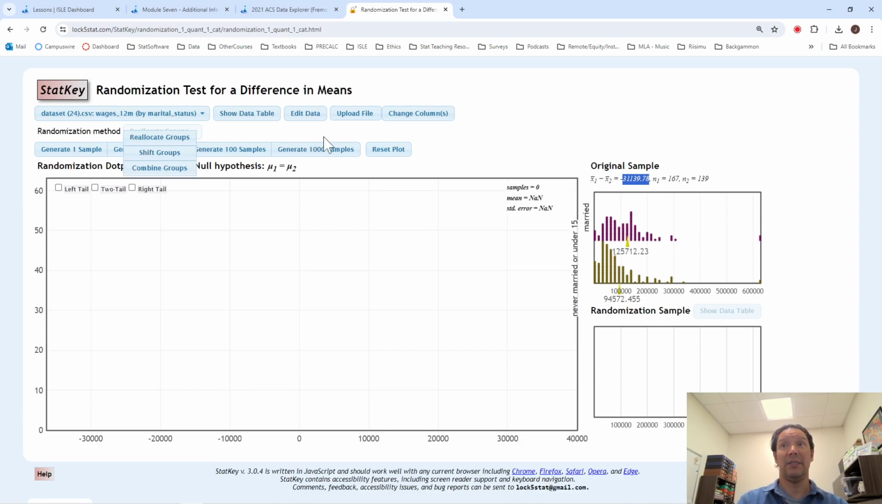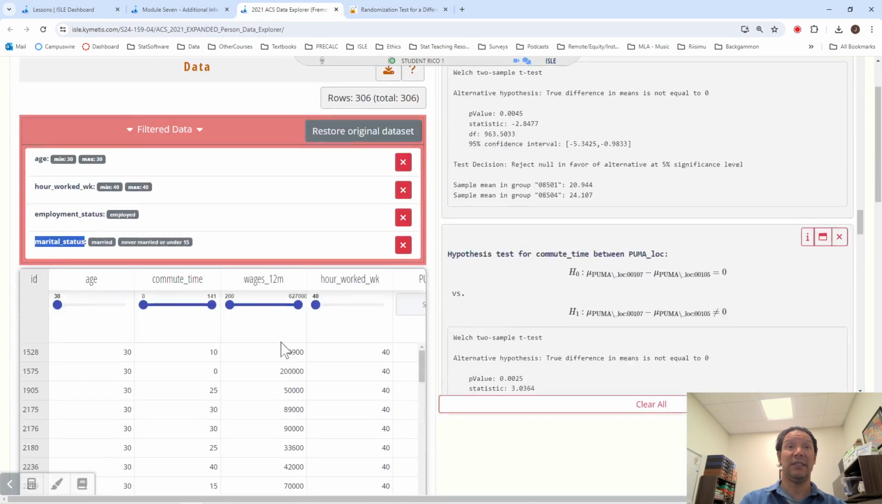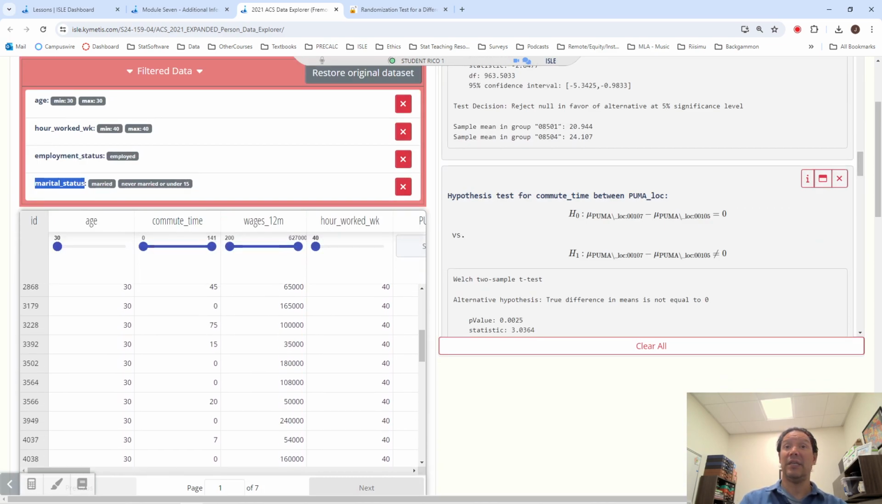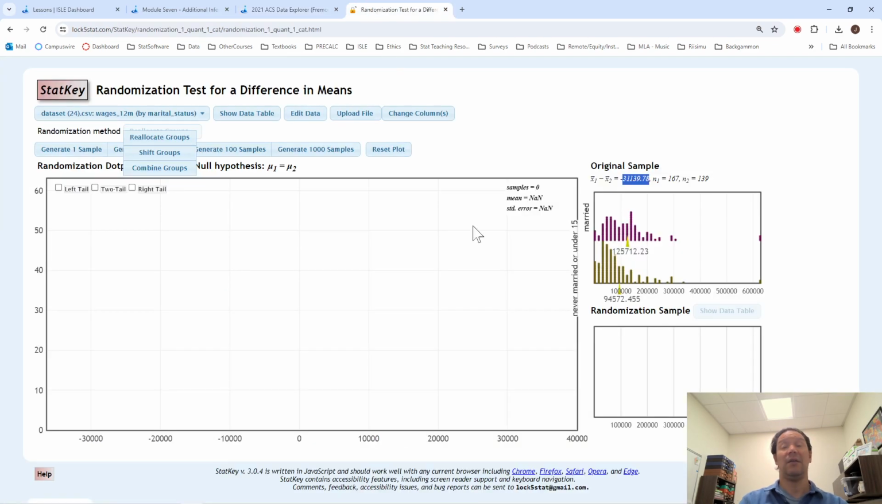So what this does is it'll take all of the different people's wages. So if you go back and look at this data, there's a lot of different values of wages. What it's going to do is it's going to take all these wages and it's just going to put them into two groups. So it's going to pretend wages are wages. We're just going to put them into two groups. We're not even going to name the two groups. We're just going to make two groups. So this is what it does.